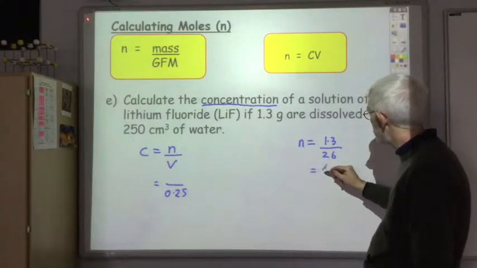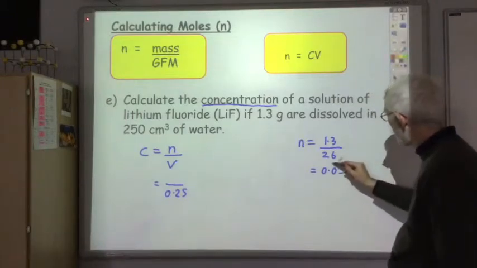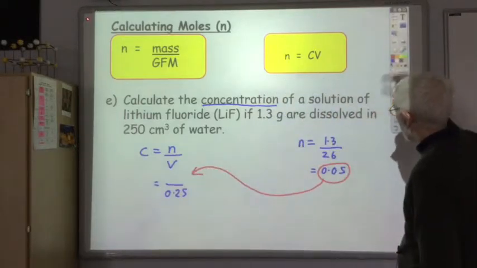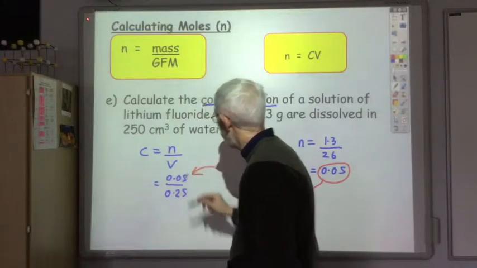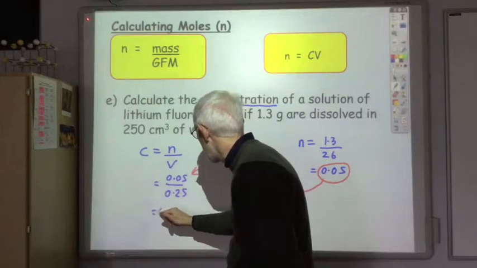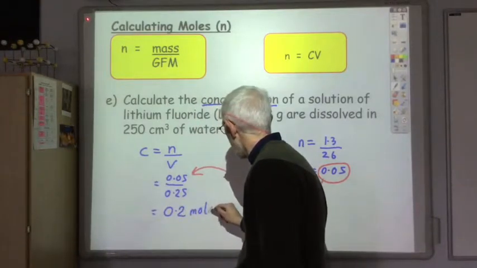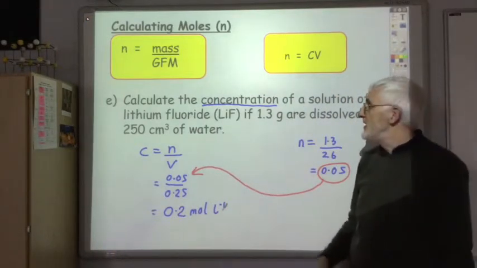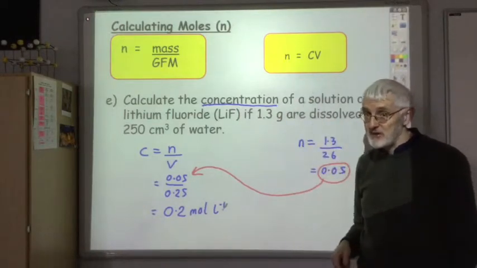So the number of moles is 0.05. So we take that number and stick it in here. So 0.05 divided by 0.25 comes to 0.2 moles per litre. So if in the question it talks about the concentration and the mass, then you're going to have to use both the equations.